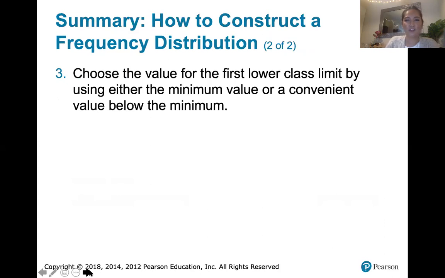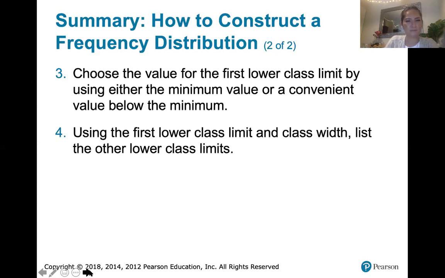Then we choose the value for the lower class limit by either choosing the minimum value or a convenient value below the minimum. Usually we like to have nice round numbers that we're comfortable with, if possible. And then we use that first lower class limit and the class width to come up with the other lower class limits. So you just keep adding the class width until you have the right number of lower class limits. We had 6, so we had to add the class width 5 times to that first lower class limit to get 6 total lower class limits.